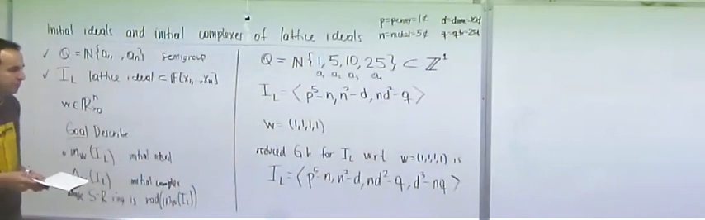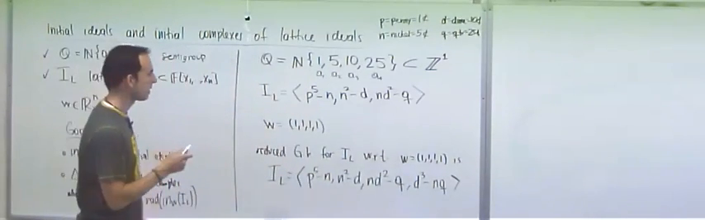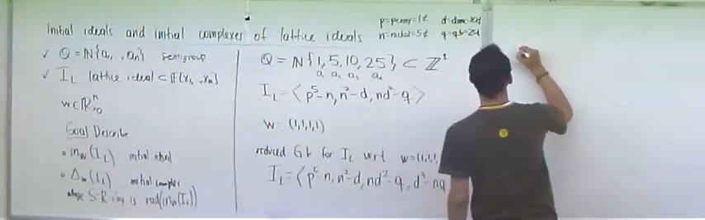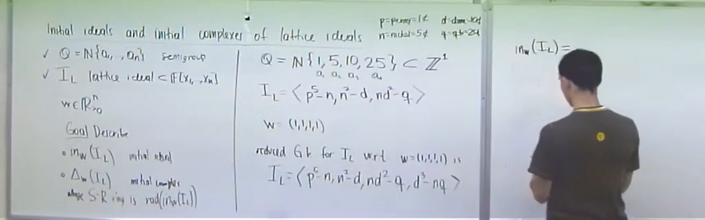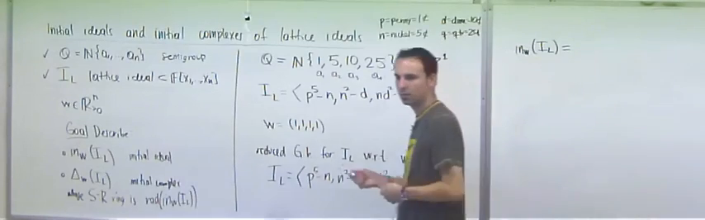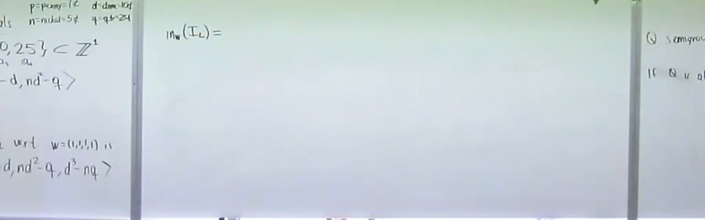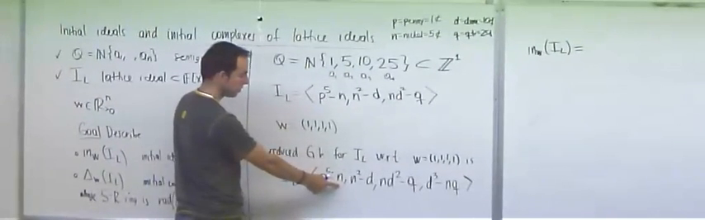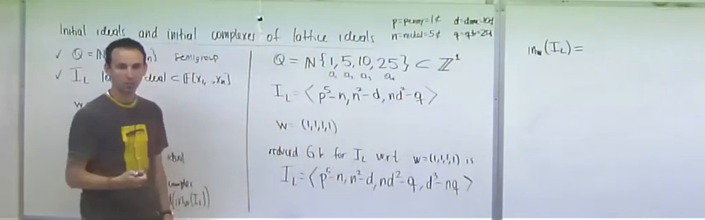Okay? And given this, we can immediately write down what the initial ideal is. Okay? All I need to do is look at each one of these guys and say what its initial term is. Okay? So what's the initial term here? Is it p to the 5 or is it n? Well, the weight is 1, 1, 1, 1. So every variable has weight 1.